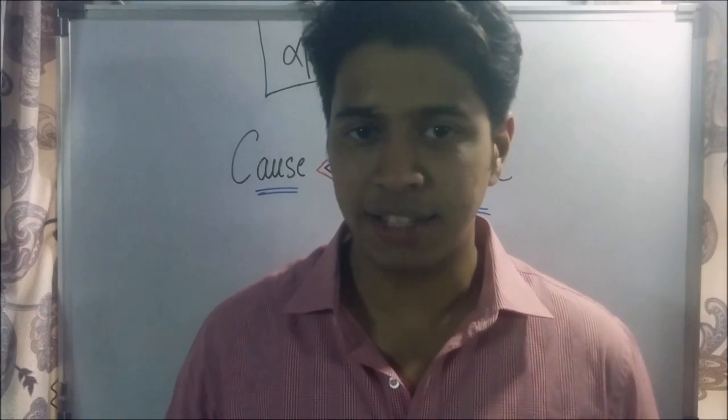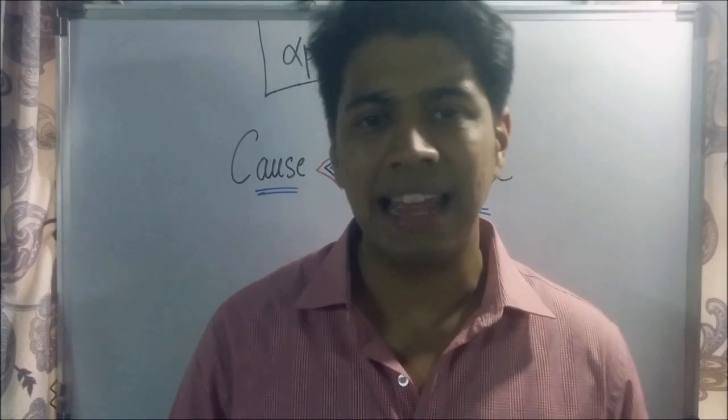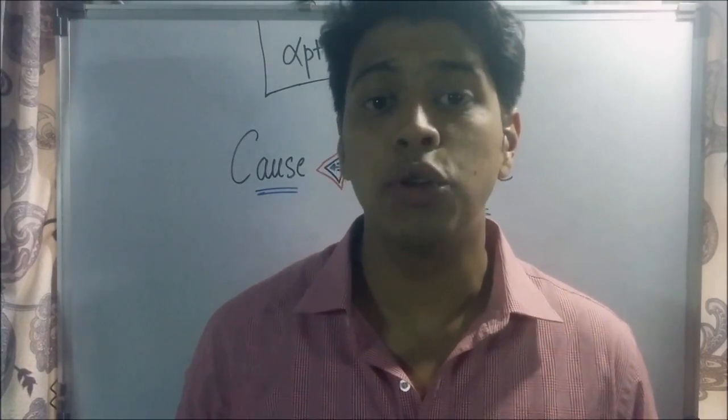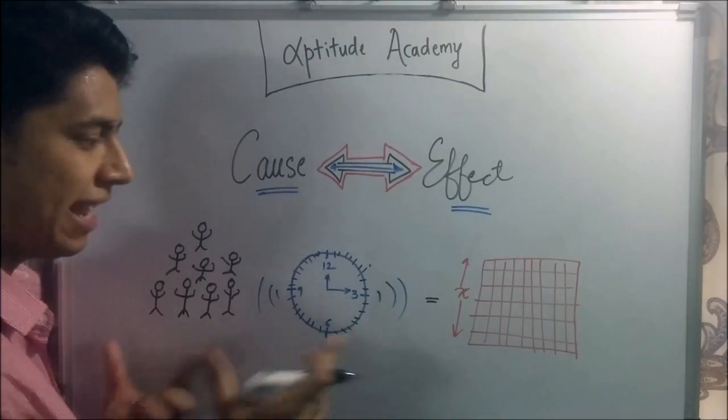Now what you do basically in this rule is you read the problem. Don't write anything the first time you see it, right? First you read the problem, understand it, and then divide it into two categories, a cause and an effect. Now the best way to understand cause and effect is by taking an example.